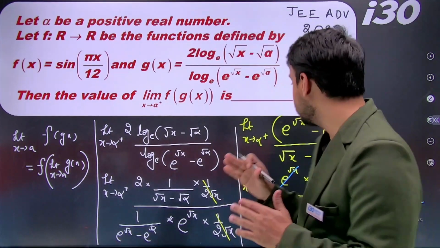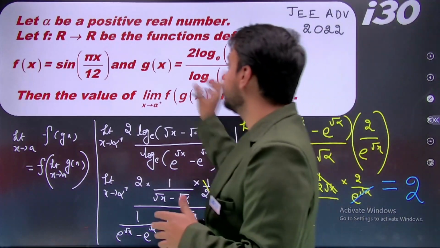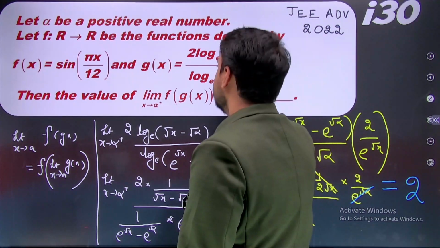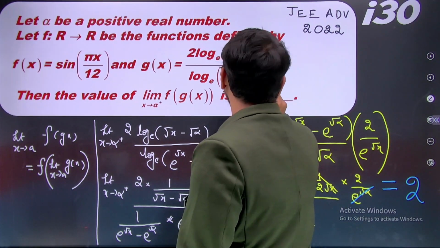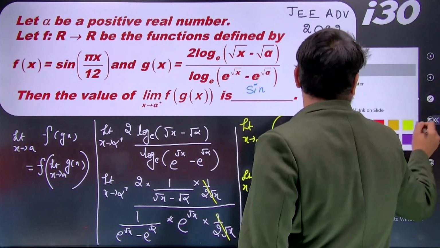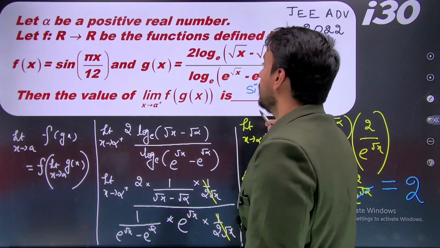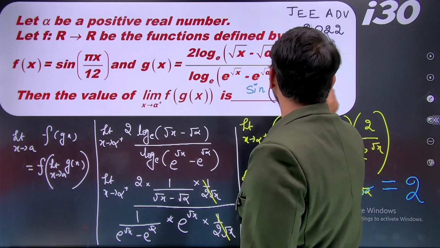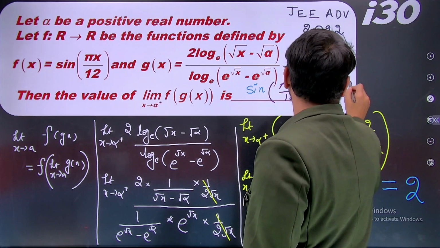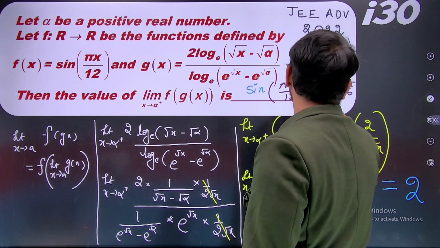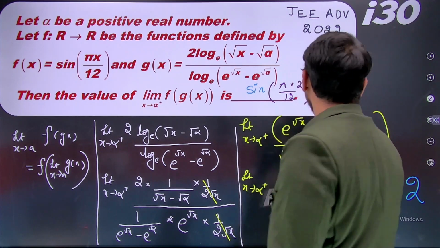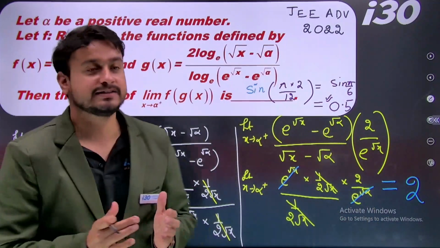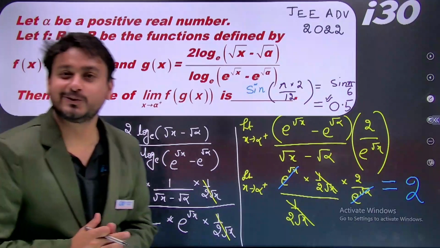Now, the job is not done. We have to finally substitute this value here as we need this value. So we will have sin(pi into 2 by 12), right everybody? So it will be nothing but sin(pi by 6), which will be half, or you can say 0.5 in decimal. So this is my final answer. 0.5 is the final answer of this amazing JEE Advanced question that was asked in 2020-22.